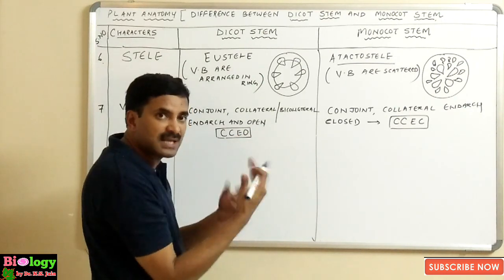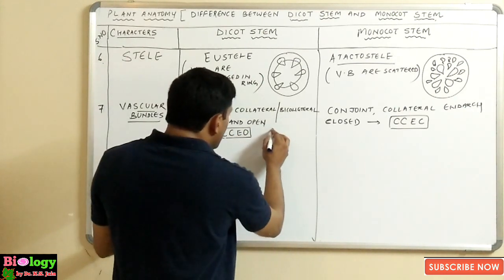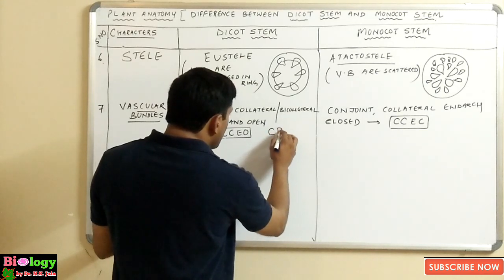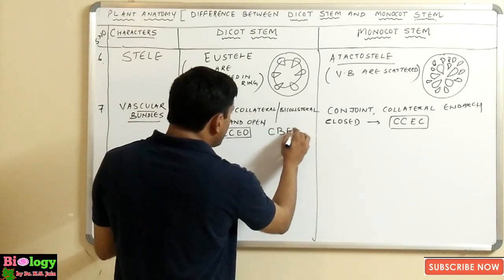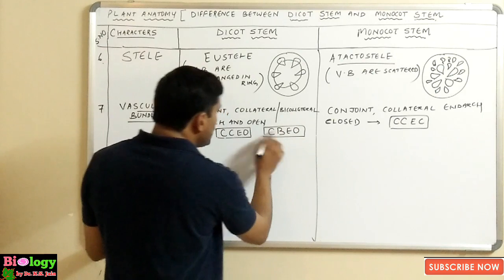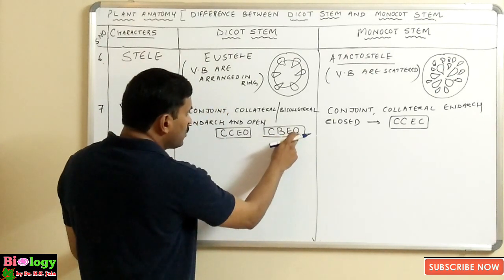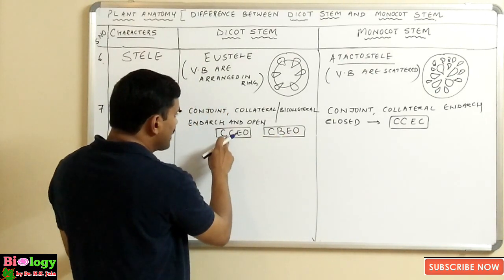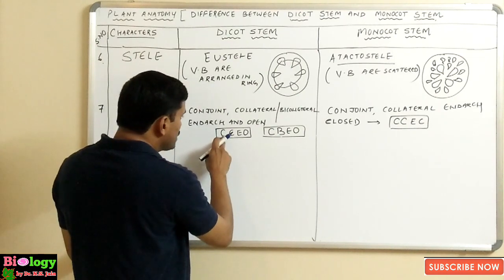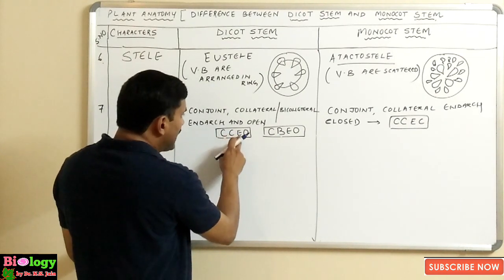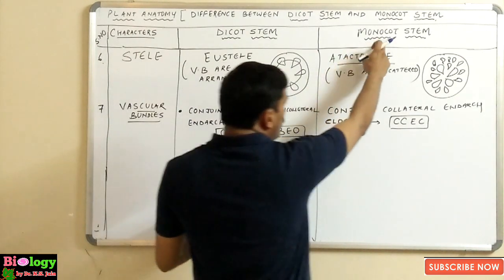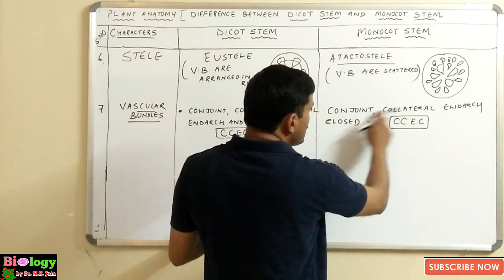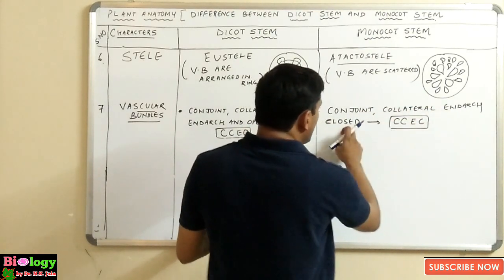While in some cases, such as in the cucurbita stem, the condition will be conjoint, bicollateral, endarch and open. And in the maximum dicot stems, the condition is conjoint, collateral, endarch and open. While in the monocot stem, the vascular bundles are conjoint, collateral, endarch and closed.